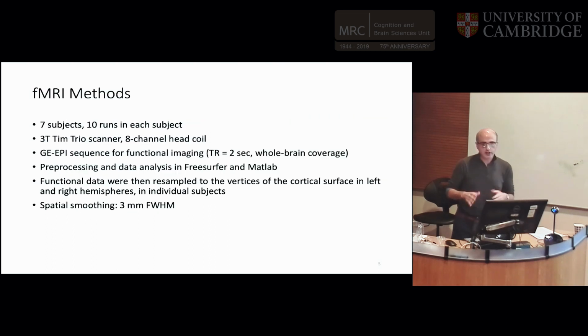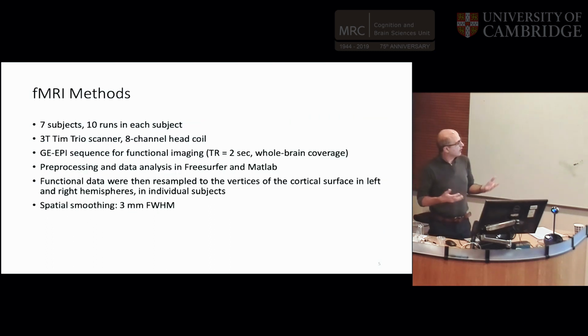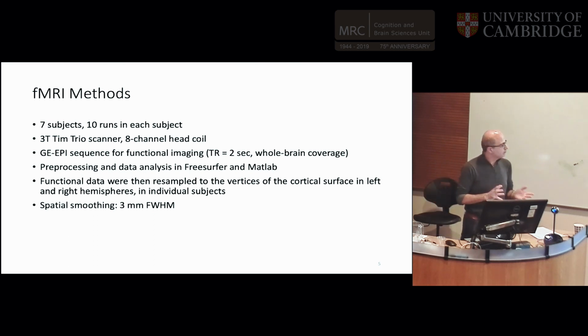So a very quick overview of the method. We had 10 runs in each subject. We scanned subjects in a 3T scanner. We analyzed data on the surface, and also we did a little bit of spatial smoothing. And we analyzed data separately for left and right hemisphere.